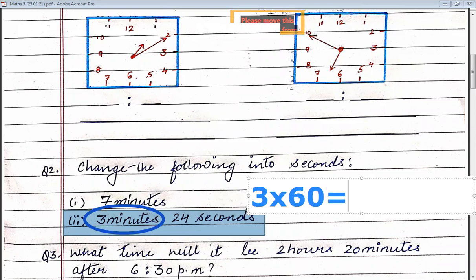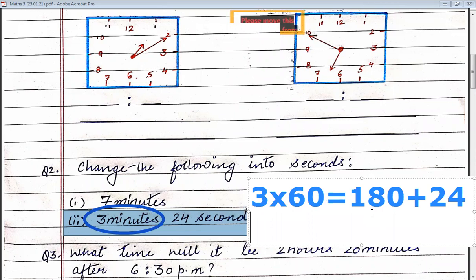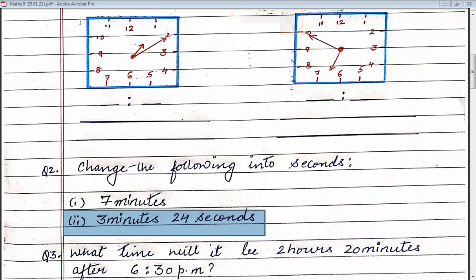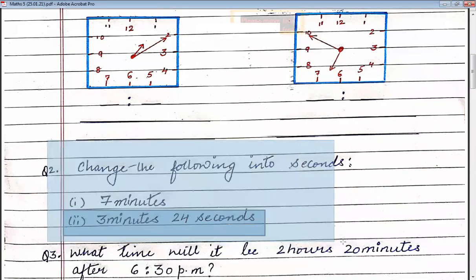So 3 multiplied by 60 will give you 180 seconds. What is your seconds? 180. Now you have to add 24 seconds also. Okay, so 180 plus 24, you will get 204 seconds. So what is your final answer? 204 seconds. So children, I repeat, 3 minutes 24 seconds is equal to 204 seconds. I hope children you are clear with this conversion question.